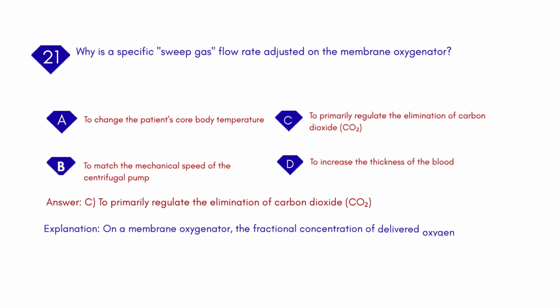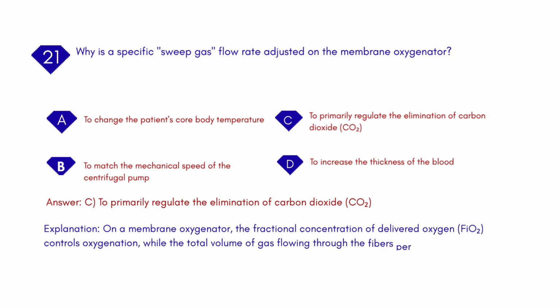Explanation: on a membrane oxygenator, the fractional concentration of delivered oxygen, FiO2, controls oxygenation, while the total volume of gas flowing through the fibers per minute, the sweep gas rate, controls how much CO2 is washed out of the blood.